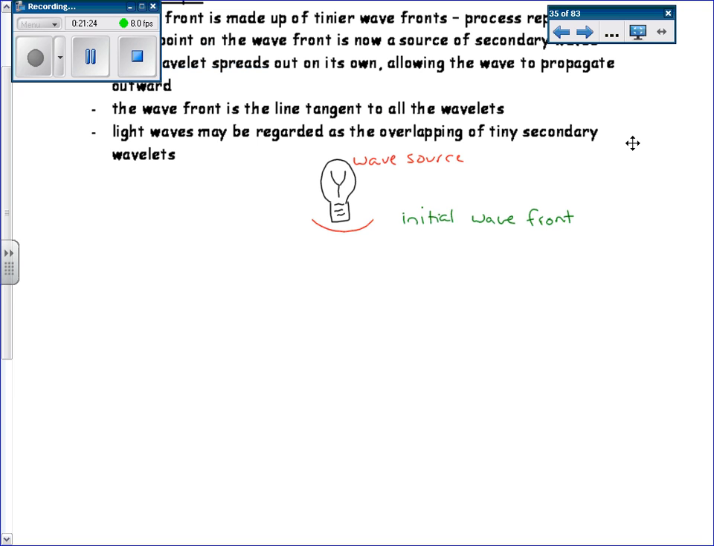What Huygens' principle says is that the initial wave actually isn't just one wave front, it has a whole bunch of tiny little wavelets on it. So we could draw in little, smaller waves on here, and what that does is propagate the wave outwards, like this. So then the wave moves outwards.